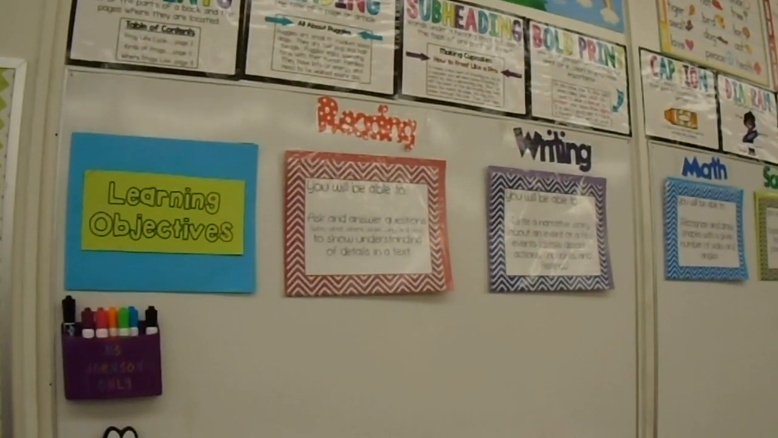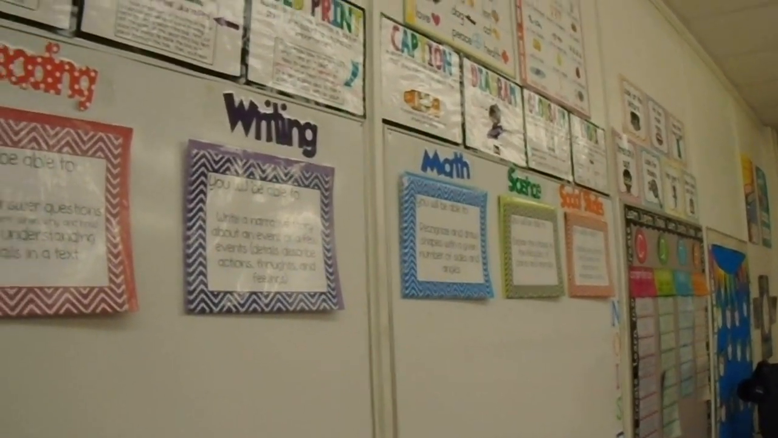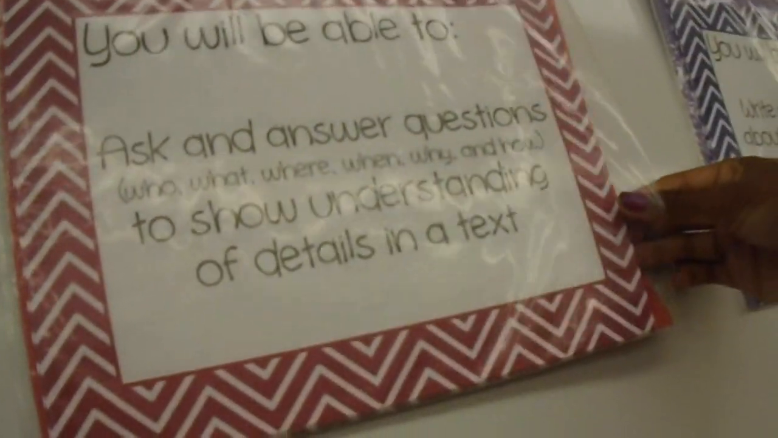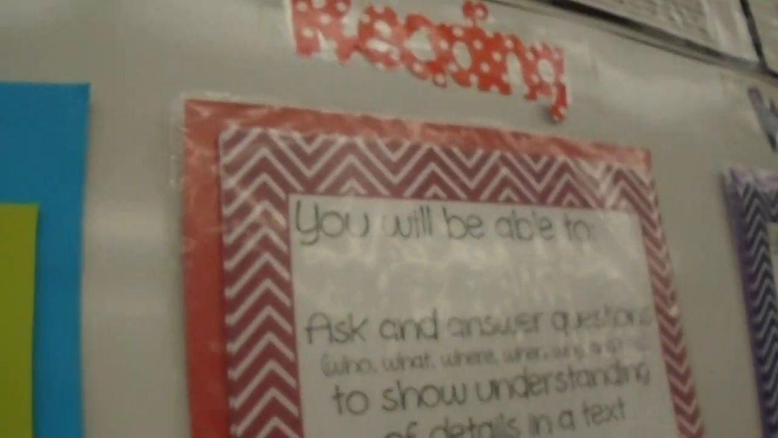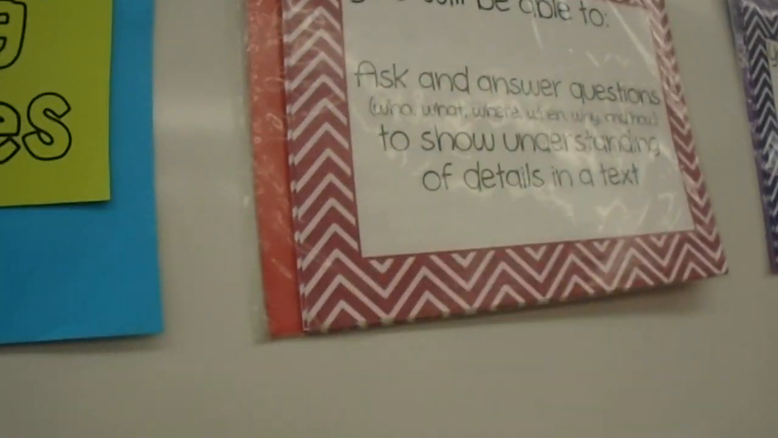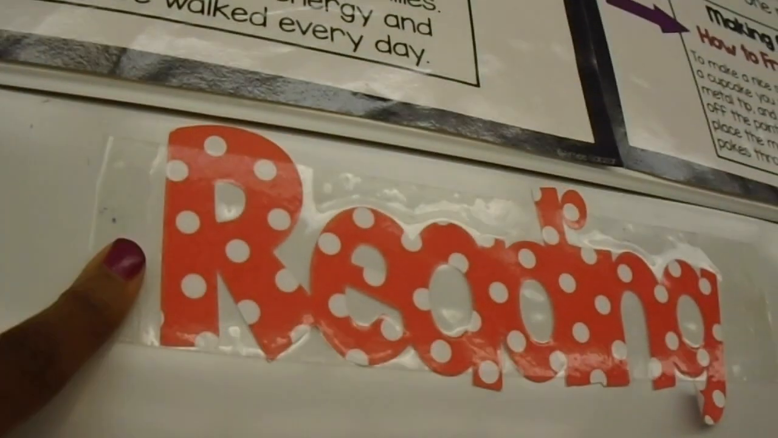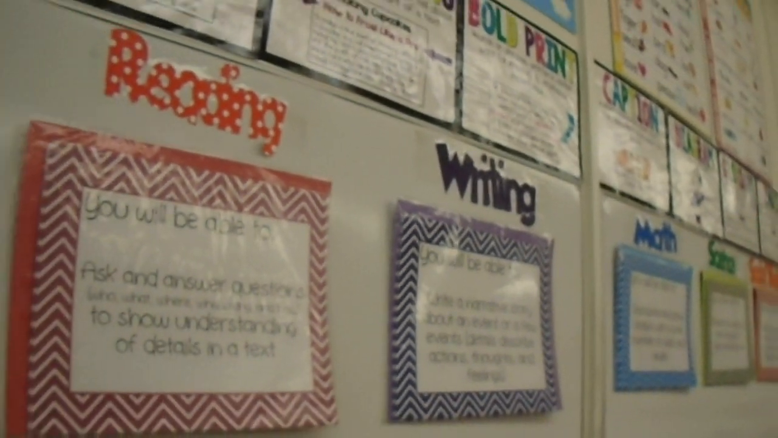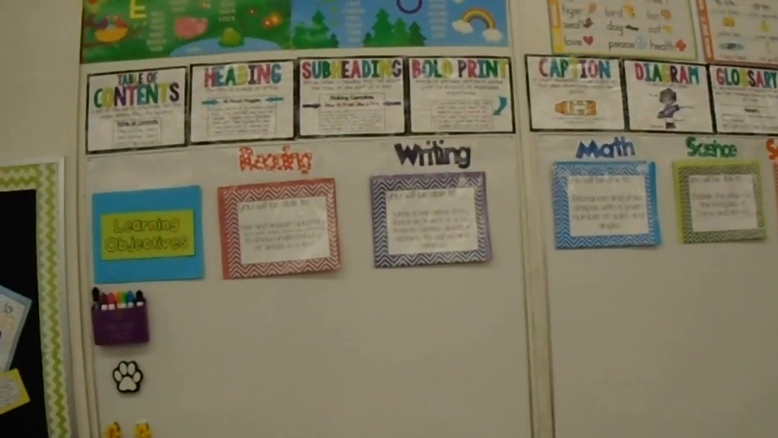Up here, this is where I display all my learning objectives. They're all typed up for the entire year already, and so all I have to do is go behind and pull out whichever card I need, and then just put it in the front. It's just like a little laminate sleeve, and then these guys are just cut out letters, and then I just use one piece of tape to tape them up here. So it's a nice cool way to display the learning objectives, and they go with our class theme.